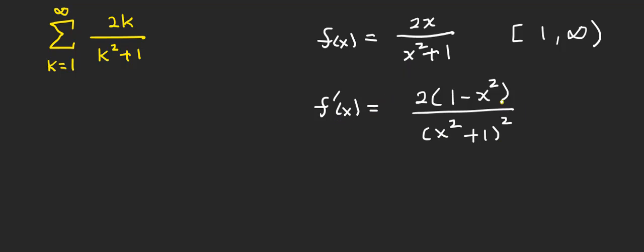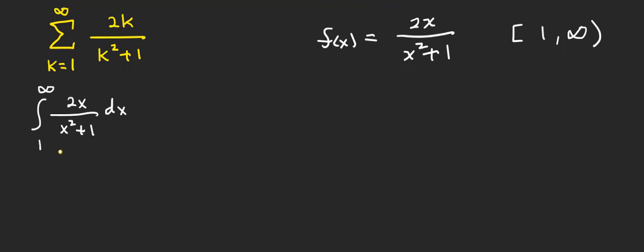And notice, from 1 to infinity, this is always going to be negative, because the denominator is always positive. And when you plug in numbers that are greater than 1, the numerator will be negative. So this means that the first derivative will be negative from 1 to infinity. Therefore, f of x will always be decreasing. So all three conditions are satisfied. So now we need to evaluate this improper integral and see what happens, whether it converges or diverges.